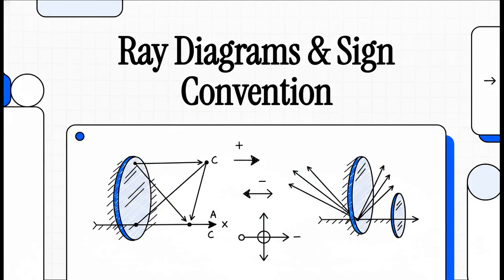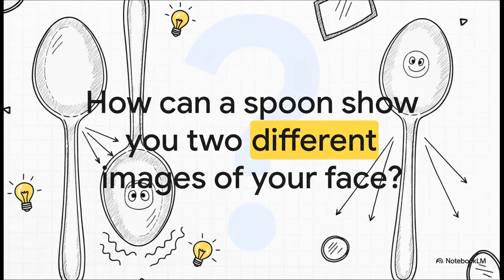Hello, students! Have you ever looked into a curved mirror and wondered how we can predict exactly what the image will look like? Well, today, we're going to master the tool that lets us do just that, ray diagrams. We will also learn the essential rules for measurement, known as the sign convention, which is the key to solving any calculation involving mirrors. But first, let's think about something you see almost every day, a new, shiny spoon.